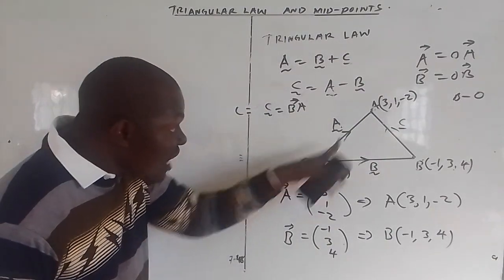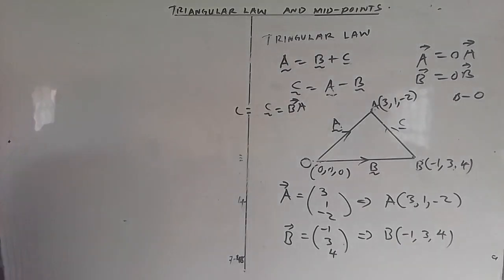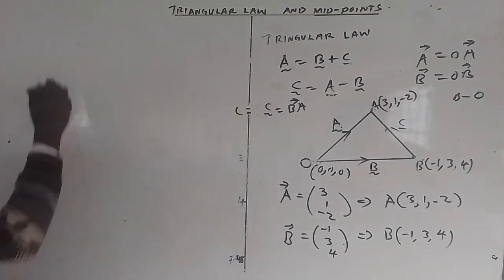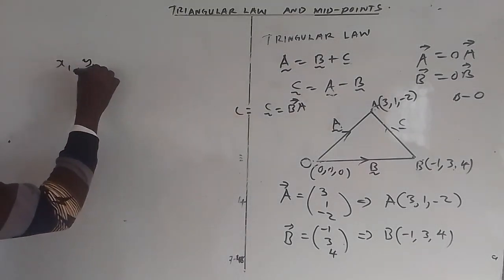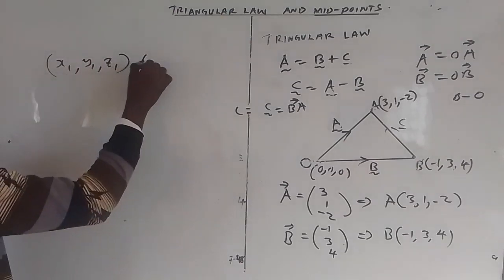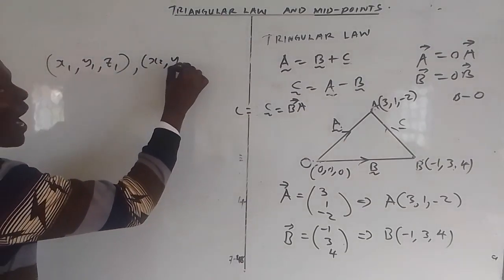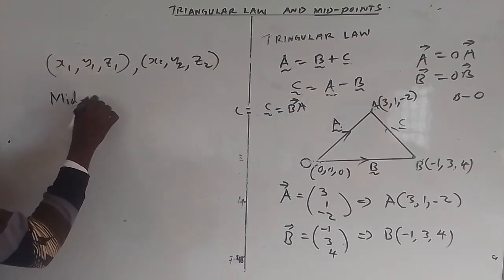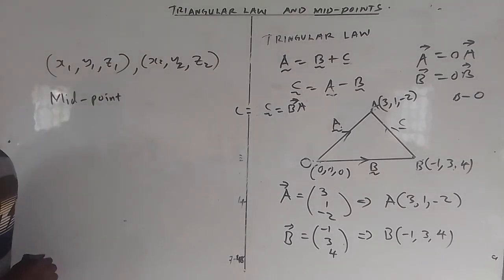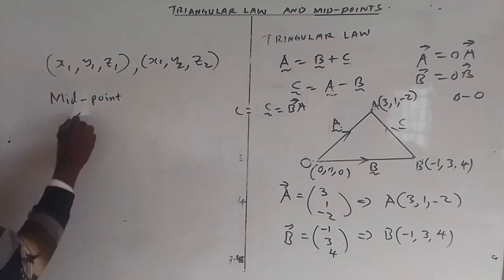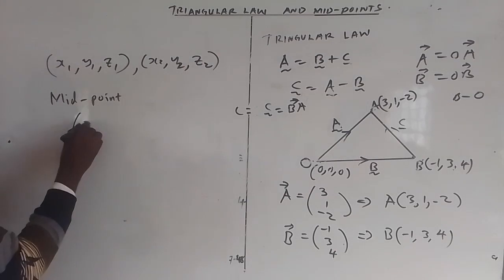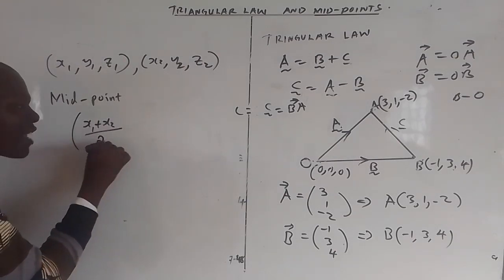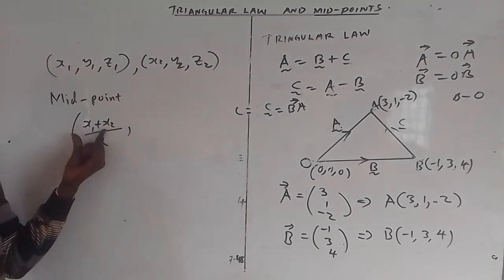So it is x plus x divided by 2. How are you getting the midpoints? If you have 2 points x1, y1, z1, and a point x2, y2, z2, how do you get the midpoint? The midpoint is the point in the middle, isn't it? So the midpoint is x1 plus x2 divided by 2. You get the middle x value, isn't it?